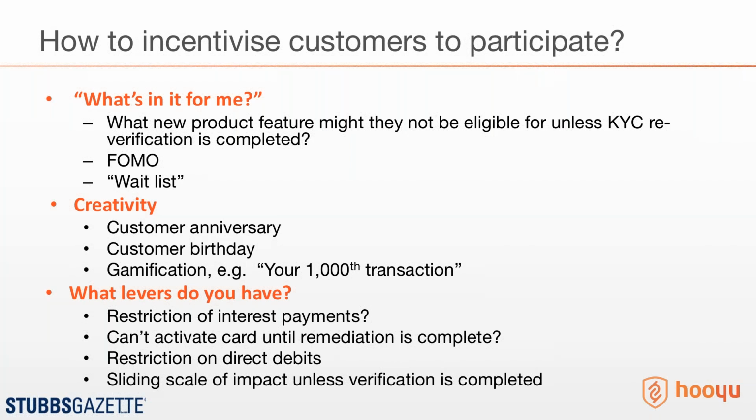And lastly, what levers do you have? So what can you threaten to do? So the above options were very much carrot. What stick do you have? So what functionality on the account can you hold back until they complete the re-verification process? So maybe it's interest payments, maybe they can't activate a new card, maybe they can't create any new direct debits, and so on and so forth. So that's one very much for you guys to think through in terms of what levers you have to force customers through the re-verification process. So that's a section on how to incentivize customers.